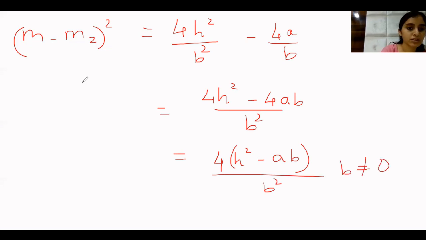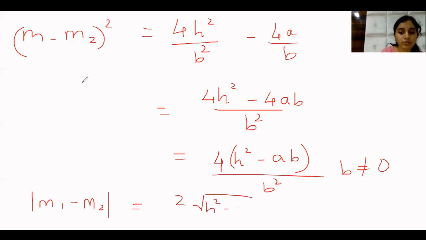This has to be mentioned whenever you have the denominator. Now m1 minus m2, taking square roots, m1 minus m2 with modulus sign, because we're taking only the positive square root now. So we'll have 2 root of h square minus ab upon b, and the positive value. So m1 minus m2 is this.